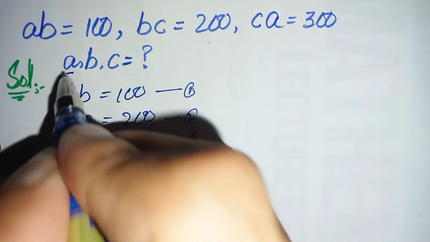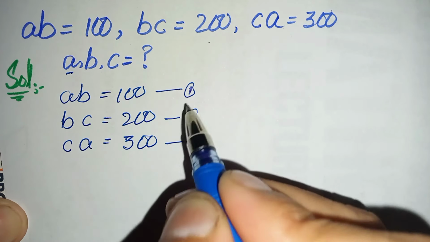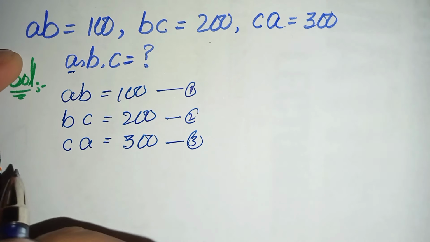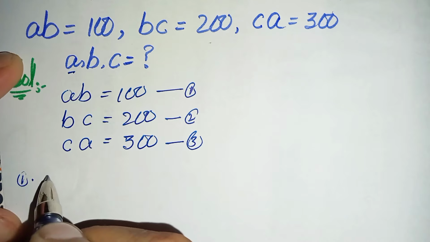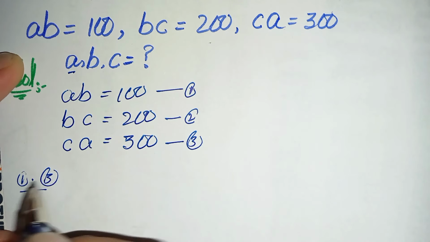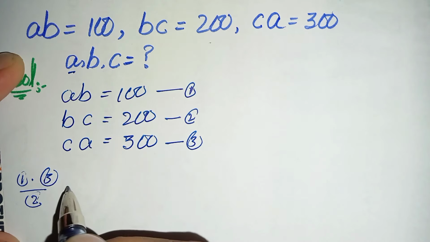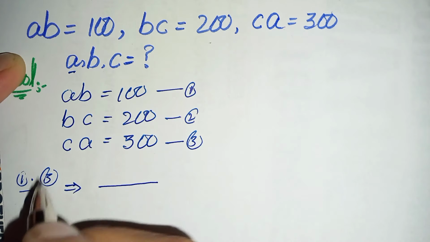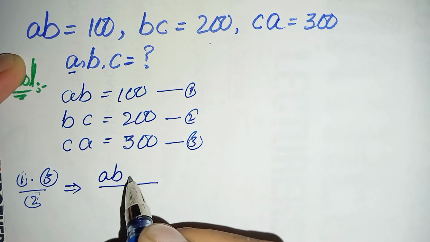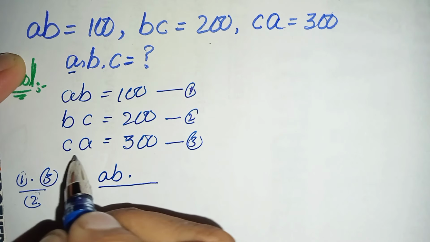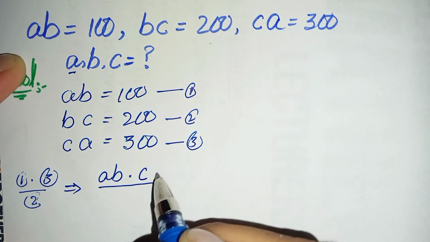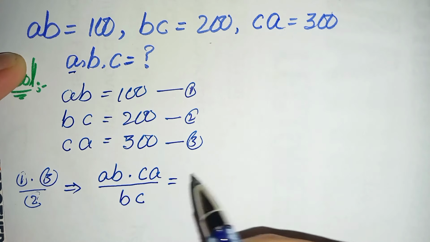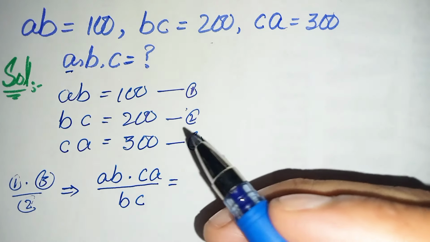And to find the value of A, here we will multiply equation number first and equation number third and divide the product by equation number second. Now first we will multiply the left hand side. The left hand side of equation number first is A times B, times the left hand side of equation number third, CA, divided by the left hand side of equation number second, BC, is equal to, now we will multiply their values which are in the right hand side.